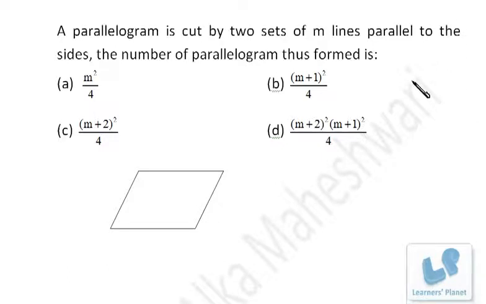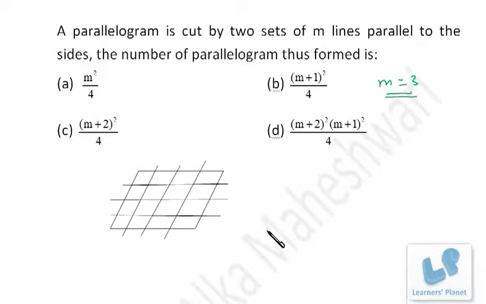Now friends, to make the problem easier, what I can do is take some comfortable value of M, right? So let's take the value of M as 3. You can take any value, but I'm just taking 3, right? That means I have drawn 3 lines parallel to the sides, that is parallel to both the sides. I just draw that. So this is the situation, right?